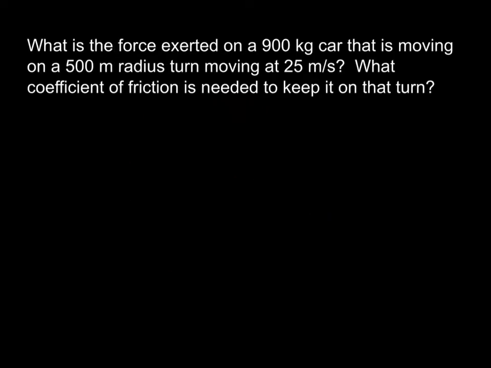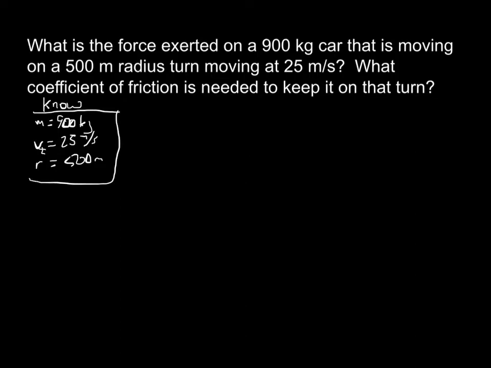So for a sample problem, we want to know what force is exerted on a 900 kilogram car that is moving on a 500 meter radius turn, moving at 25 meters per second. And we also want to know what is the coefficient of friction needed to keep it on that turn. So start with what we know. What we know is that we have a mass equal to 900 kilograms. We have a velocity of 25 meters per second. And since that's its velocity going around a circle, we could call that its tangential velocity. We also know that we have a radius of 500 meters. So there's all our known values.